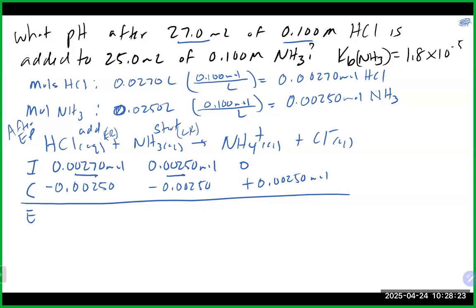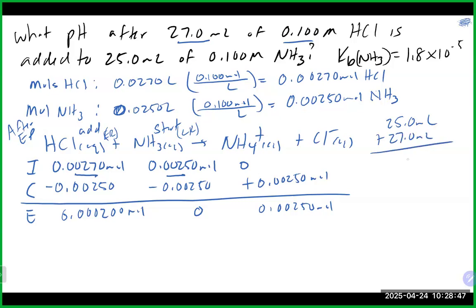0.0027 minus 0.0025. That's a lot of zeros, 0.0002 moles. That's going to be 0 and obviously 0.0025 moles. We again want to always convert things back to molarity after this first table. So obviously we started with 25 milliliters. We added 27 milliliters of our base. And we got there, 52 milliliters, I think. So our total volume there is going to be 52 milliliters.